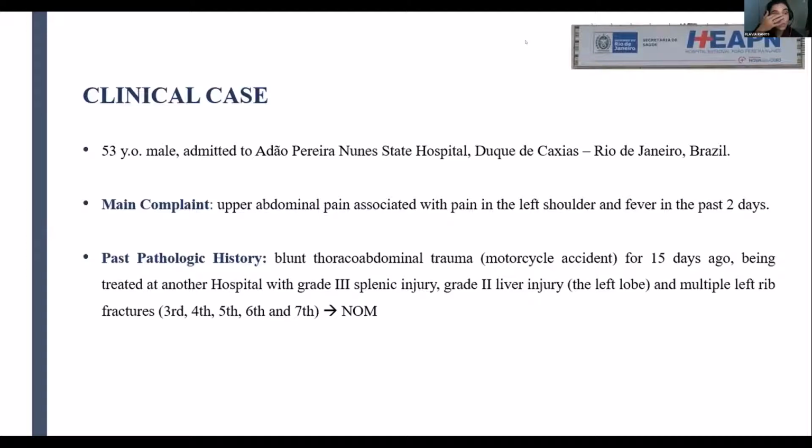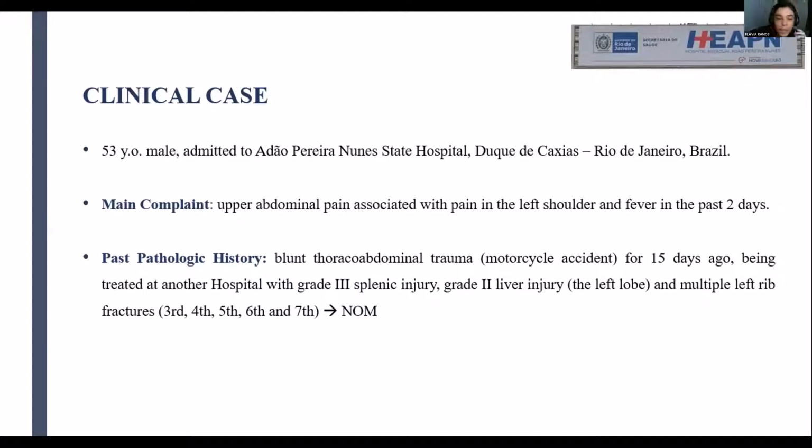So we had a 53-year-old male who was admitted at our hospital. His main complaint was upper abdominal pain associated with pain in the left shoulder and fever in the past 2 days. He had a history of a blunt thoracoabdominal trauma. He had a motorcycle accident like 15 days ago, and he was treated in another hospital.